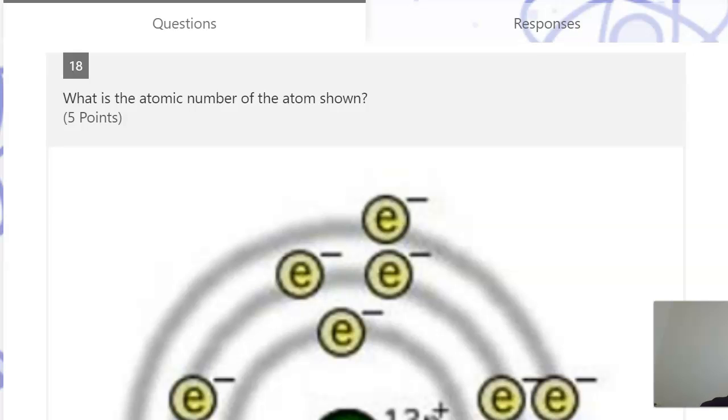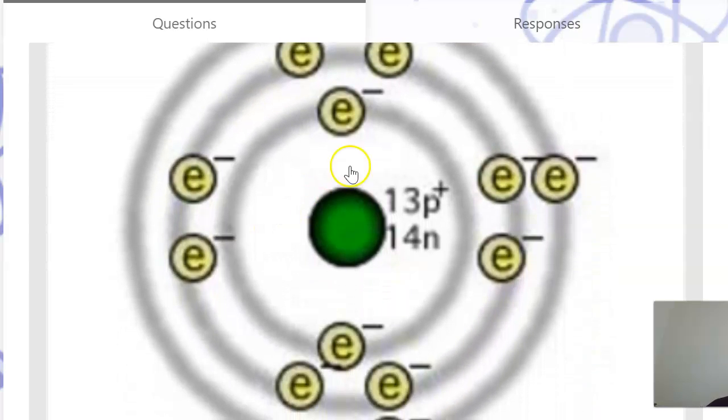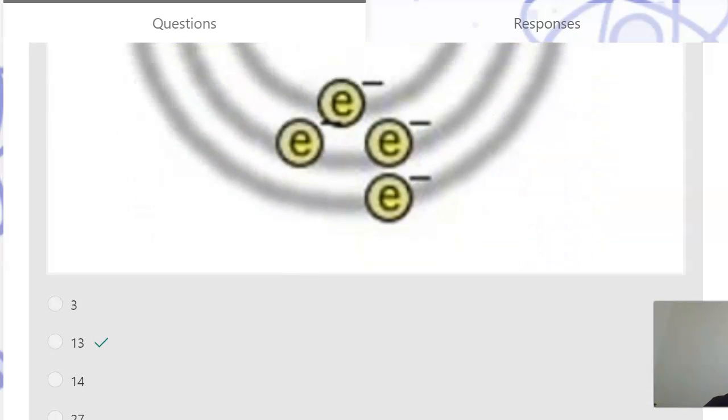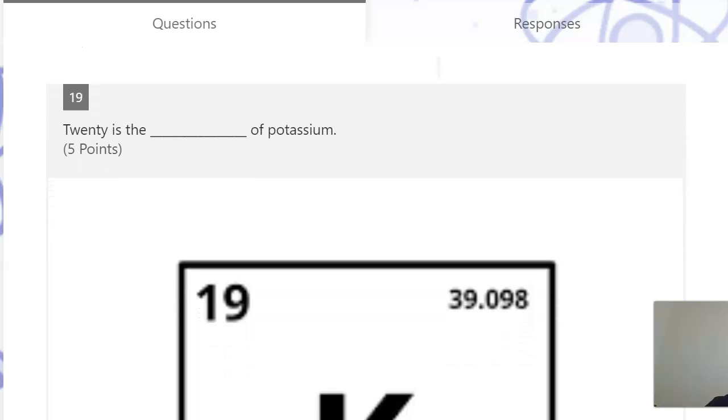Number 18. What is the atomic number of the atom below? Okay, so I'm going right down here to the middle. I'm going right to this green part. I hope you can see this. It has 13 protons. So what's its atomic number? Its atomic number is going to be 13. Come on, you got this.